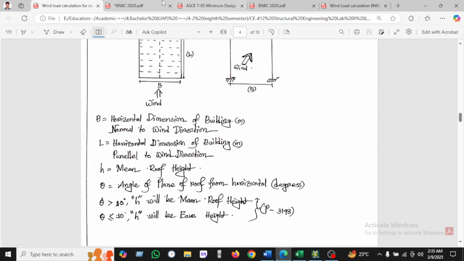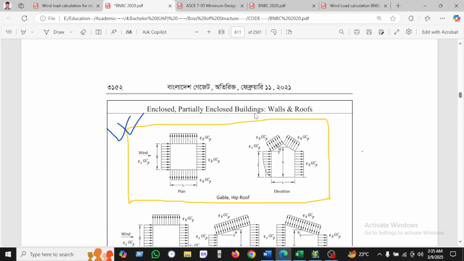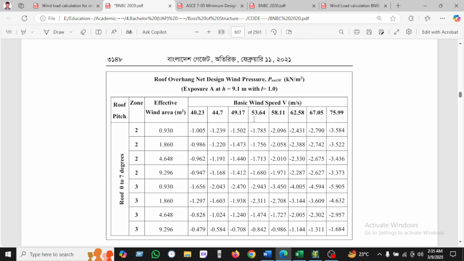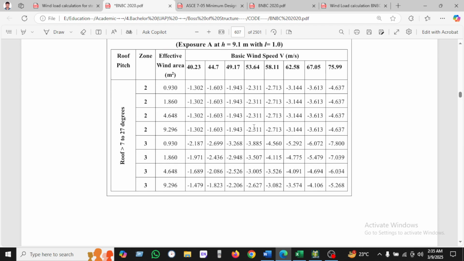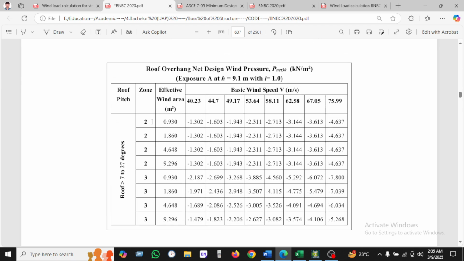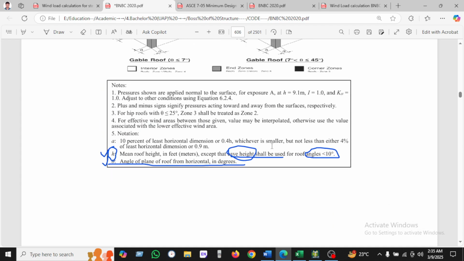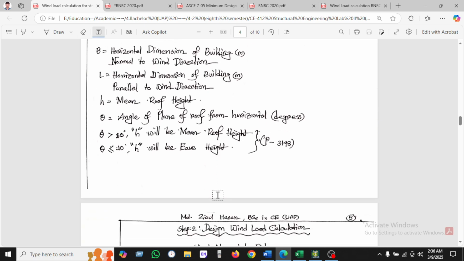So if we go to page 3148, we find these are given here. H is the mean height in feet, except the eave height shall be used when the roof angle is less than 10, and the angle of the roof from horizontal is in degrees. It is given here.